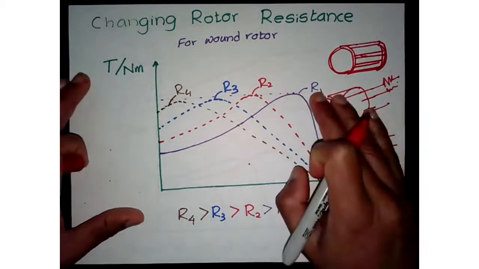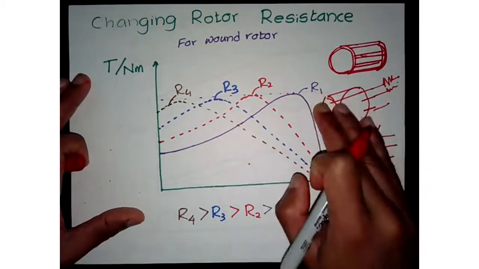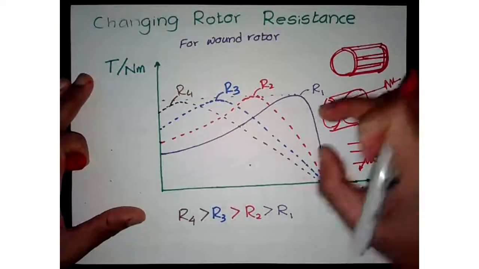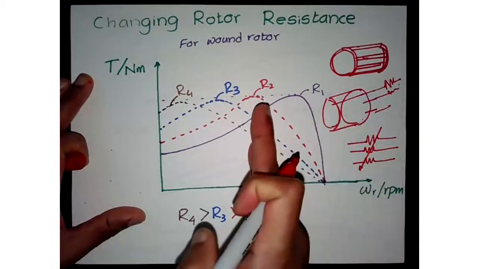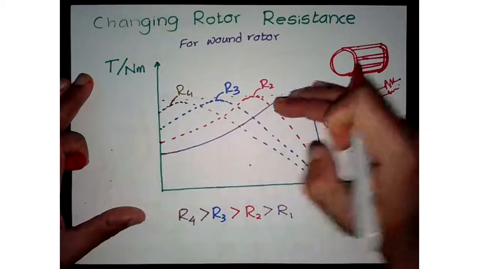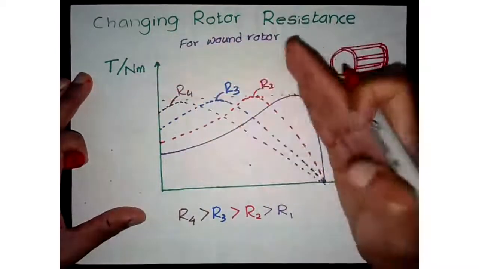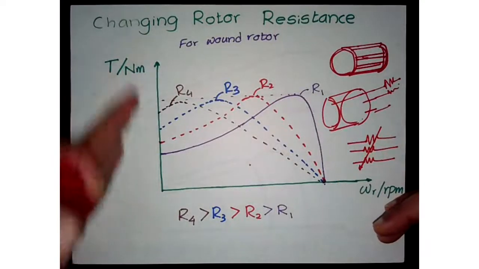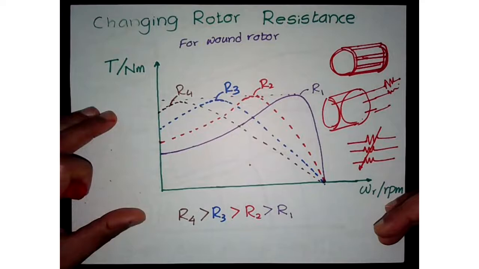By doing that, this becomes interesting. For that rated voltage, without changing anything else, you can now push your torque speed curve towards the torque axis.